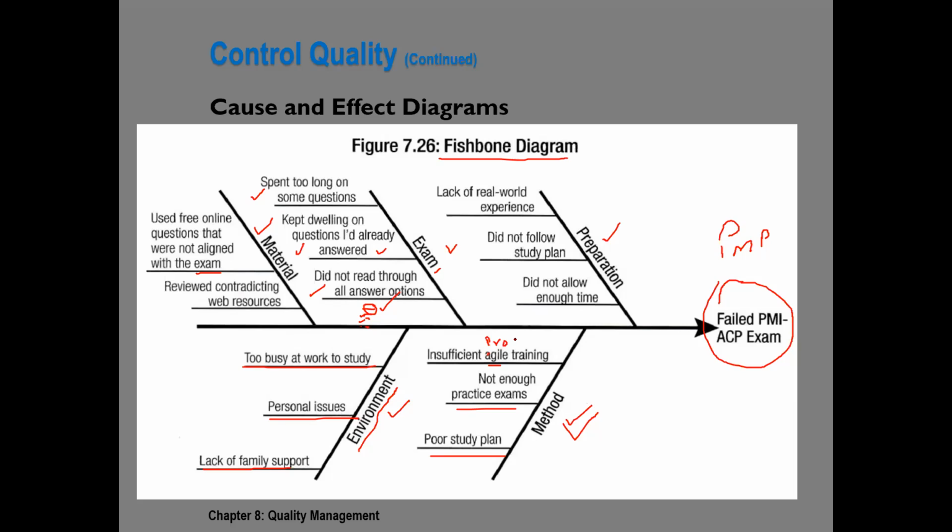30 seconds have passed. What do you think, Tanya? What could be the reason if you unluckily fail the PMP exam?